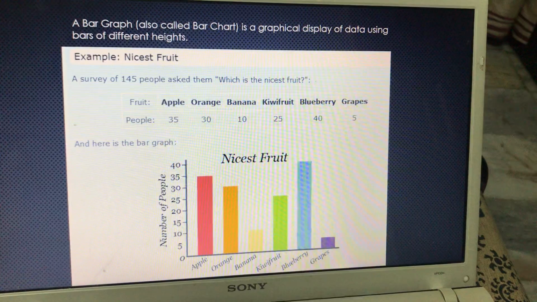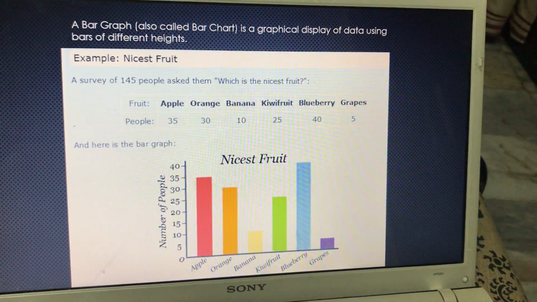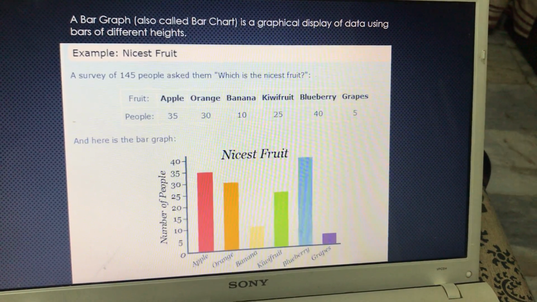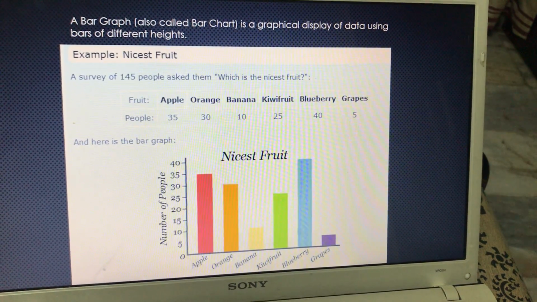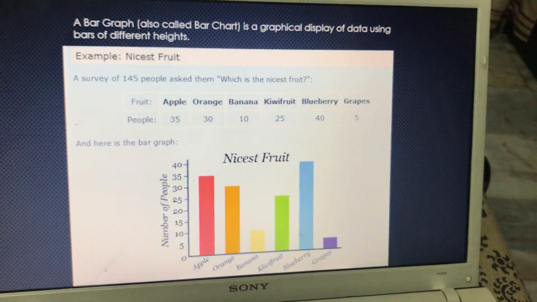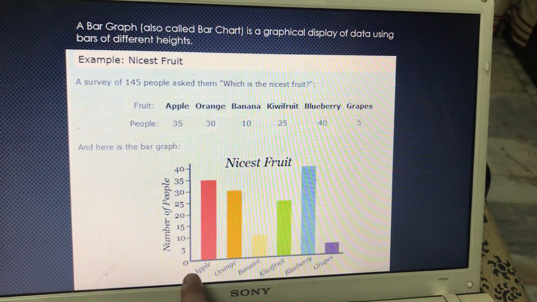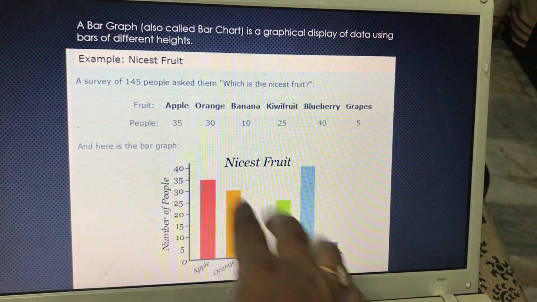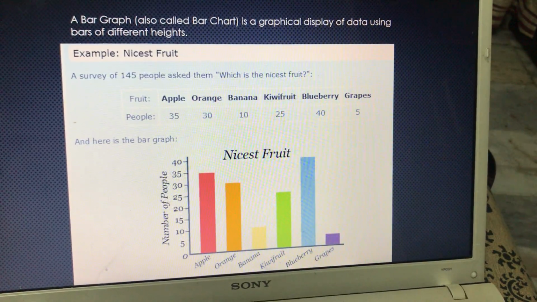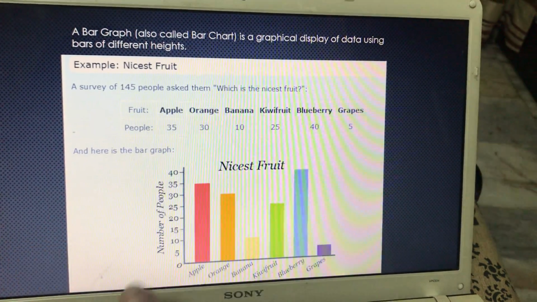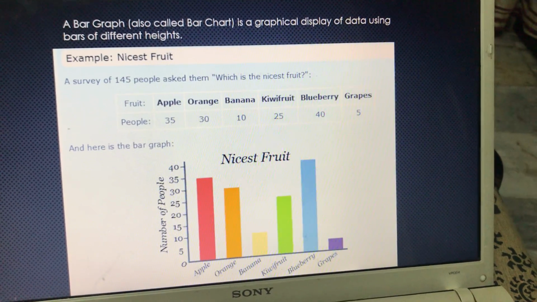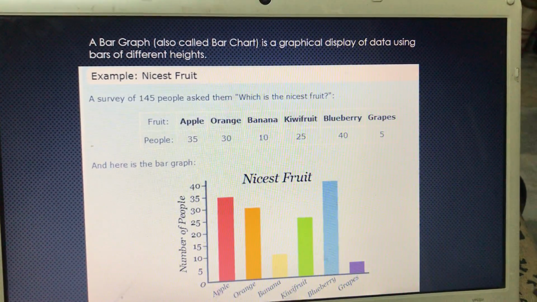Now the question is, a survey of 145 people asked them which is the nicest fruit. So fruits are given, and the number of people who say apple: 35 people say apple, 30 people say orange is best. So here is the graph. How we draw the graph is, on the horizontal axis we always draw the names of the fruits or whatever the data is about. And on the vertical axis we always write the frequency. Frequency means how many people are saying, how many marks we got, so the numbers.